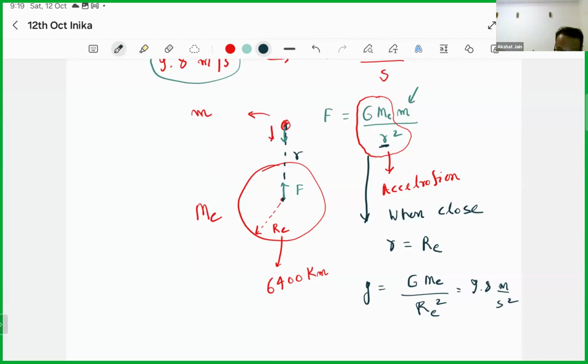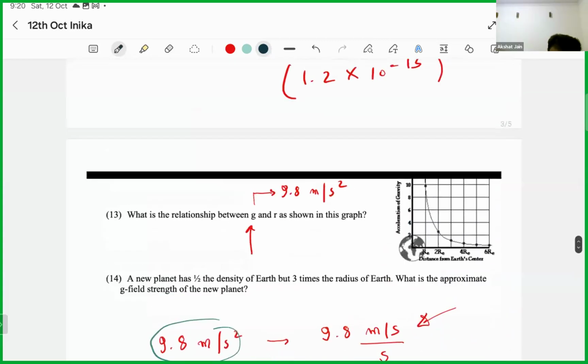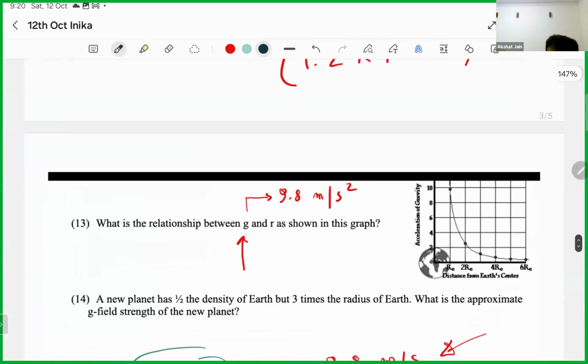Now, the thing that you're going to see in your graph is a diminishing value. Why is it diminishing? Because this small r is increasing. As the small r increases, you can imagine the denominator is increasing, so the G value will come down. Can you see that? So what exactly was that question asking? What is the relationship between G and the R as shown in the graph?